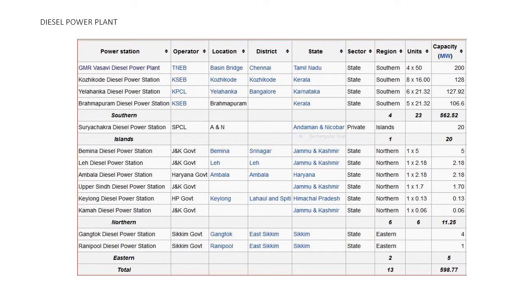This table shows you the locations of diesel power plants across India. In Karnataka we have a diesel power station in Bangalore, and its capacity is around 127.92 megawatt. In the same fashion, if you just go through, we have diesel power plants in different states. It's not in all states. In few states we have diesel power plants, like in Tamil Nadu, Kerala, Jammu and Kashmir, Himachal Pradesh, Sikkim, Haryana. In all these places we have diesel power plants.